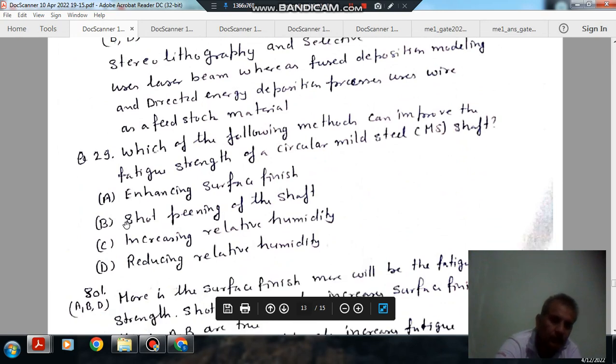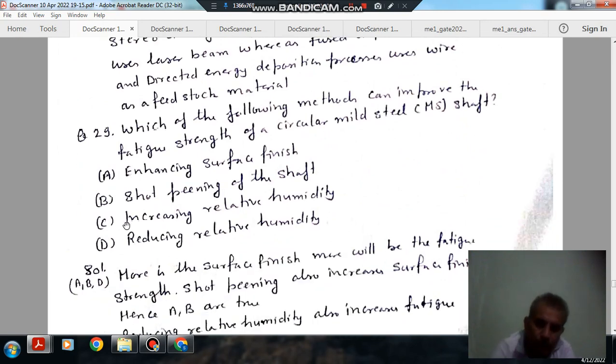Next, which of the following methods can improve the fatigue strength of a circular mild steel (MS) shaft? Option A, enhancing surface finish. Option B, shot peening of the shaft. Option C, increasing relative humidity. Option D, reducing relative humidity.